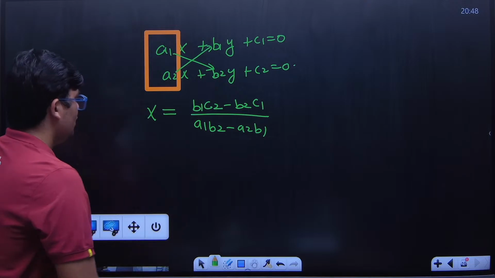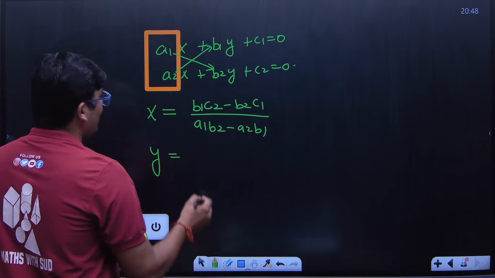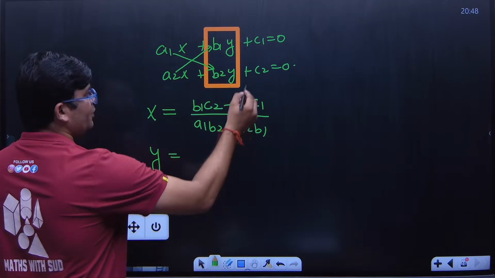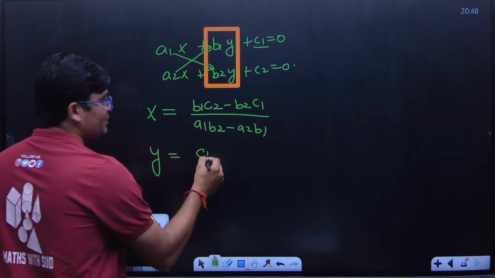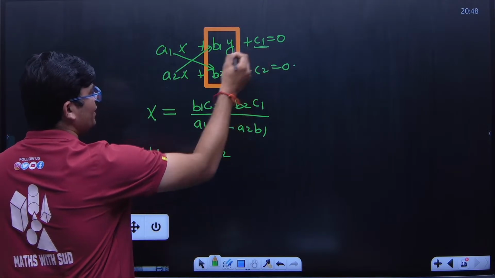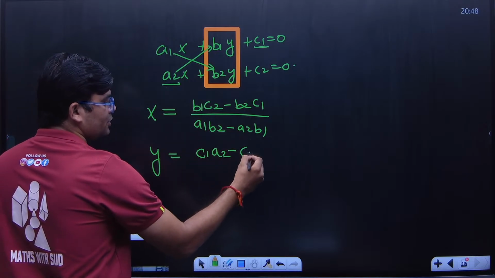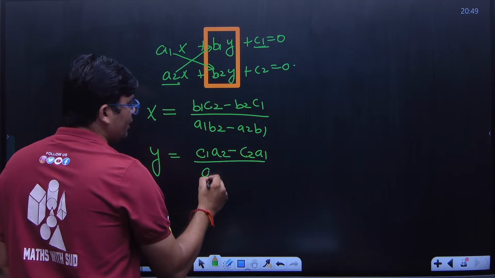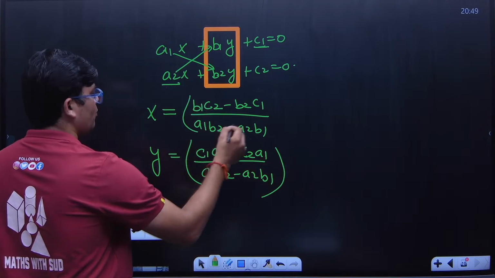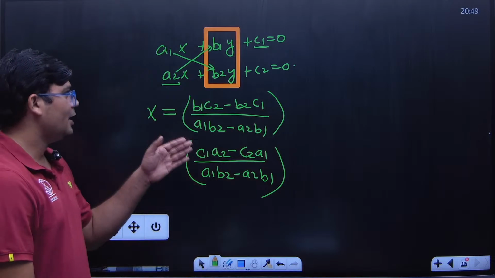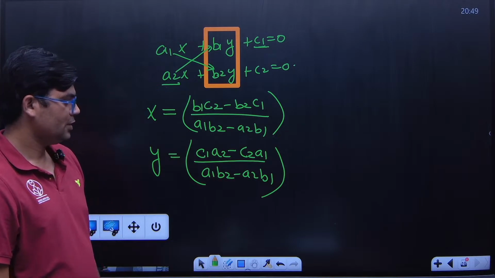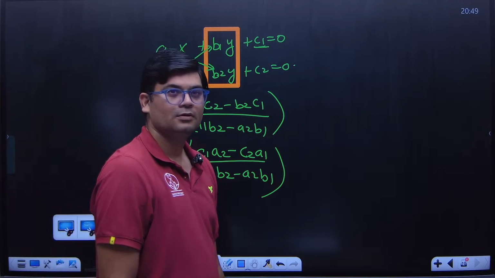Yes, sir. Let us see for y. So for y, what we are going to eliminate? B1 B2. So what will be the numerator? You will start with C1. So tell me, C1 will be multiplied by what? C1 will be multiplied by A2. After C1 what will come? A2 minus C2 times A1. The denominator will remain same, A1 B2 minus A2 B1. Can you check the formula? Is it the same that I derived? Yeah, is it the same? I think so, yes.